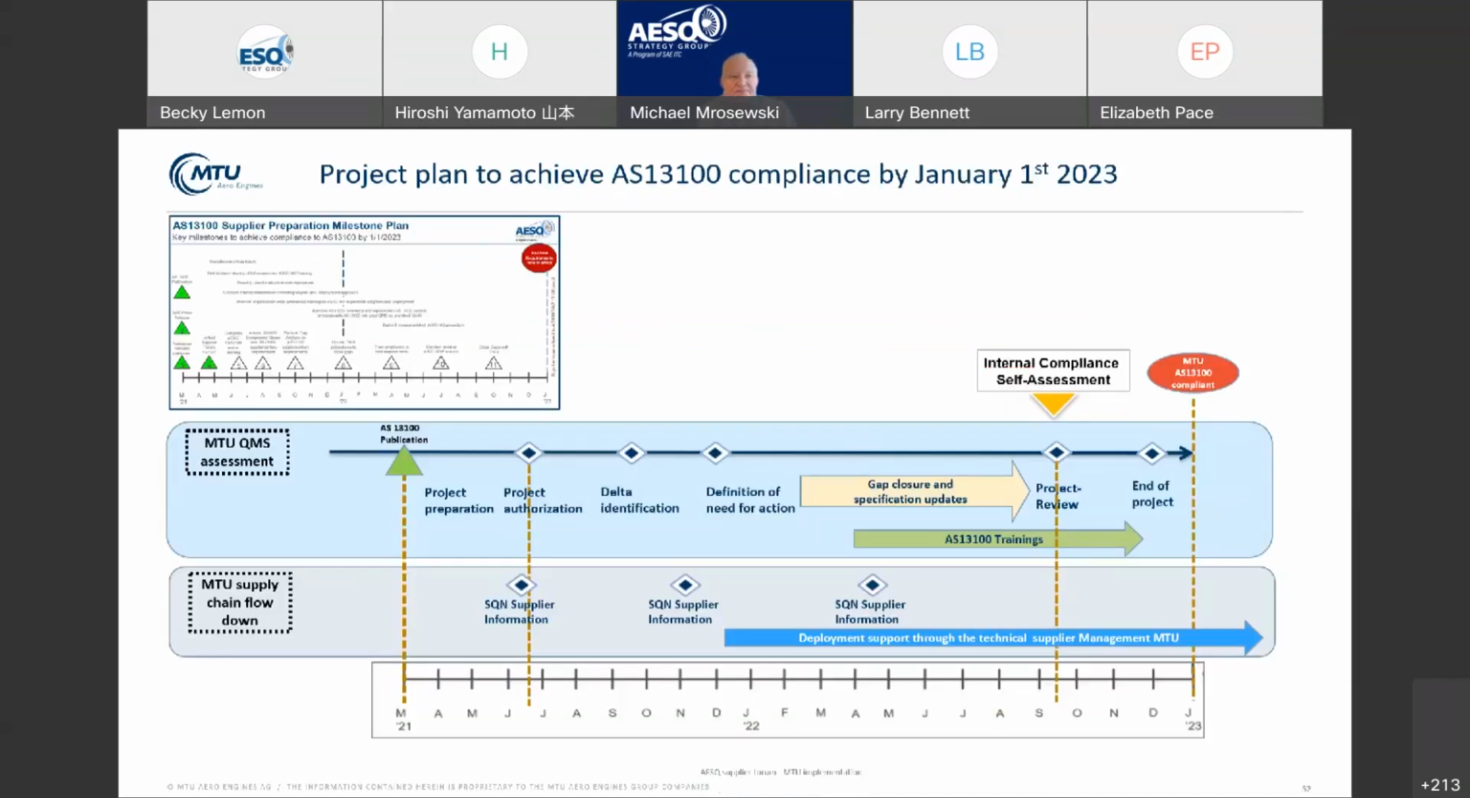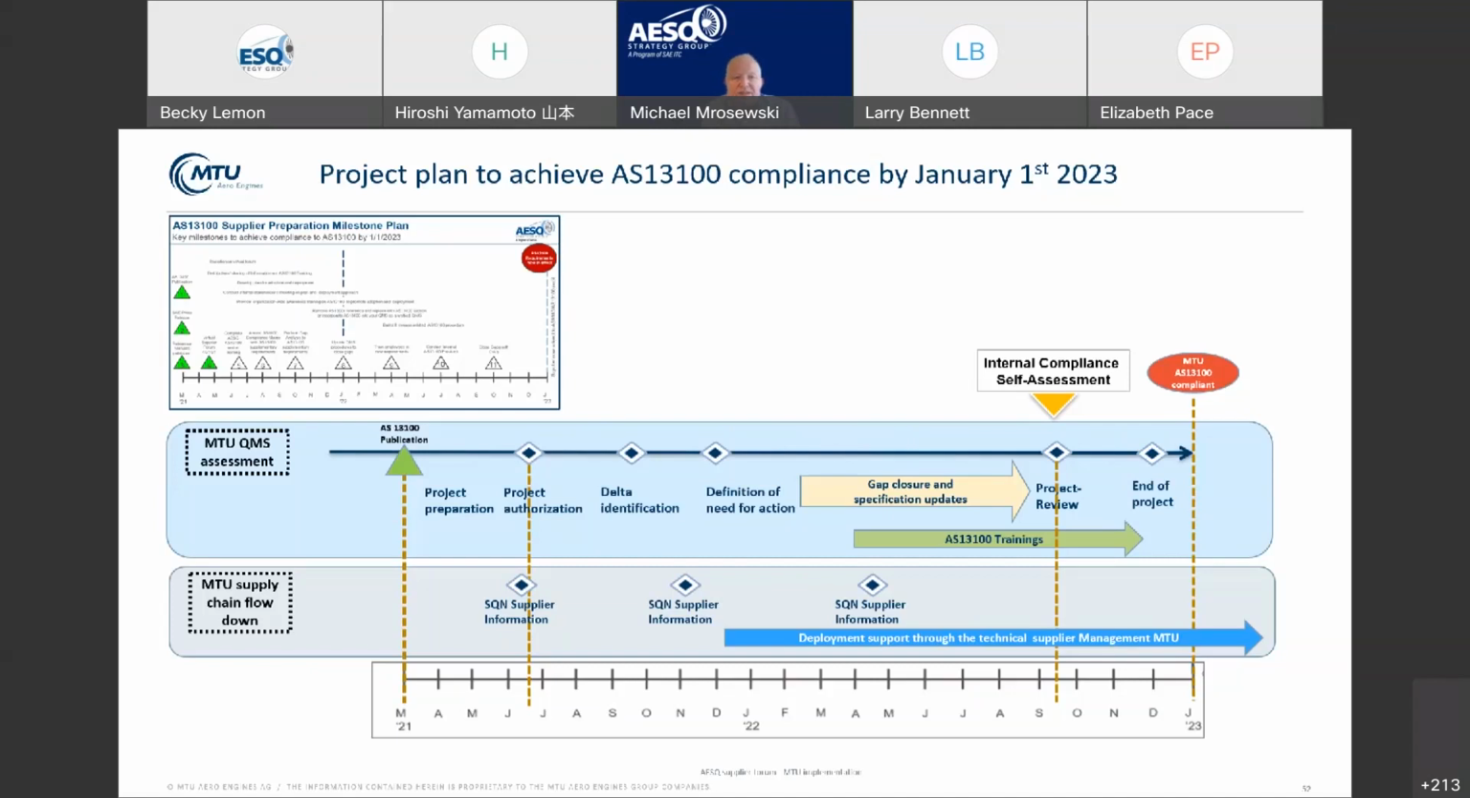Next page, please. This is a high-level insight into our deployment plan in terms of schedule. The little picture at the top left is the overall milestone plan, and out of that we directly started our assessment. You see the two branches, the MTU QMS assessment and the supply chain flow at the bottom. After the release in March last year, we focused within the last year on defining and setting up the project and identifying the deltas and the need for action. In parallel, we reached out to our suppliers to flow down the information that AS13100 is coming.